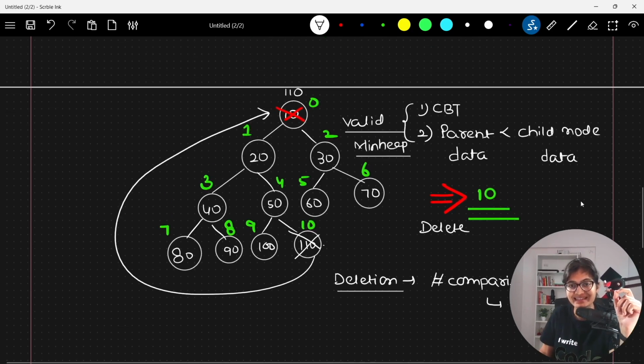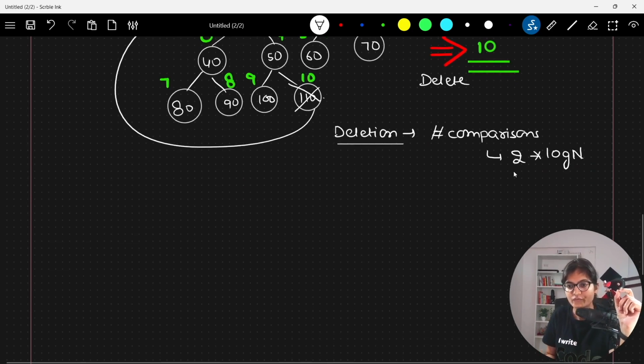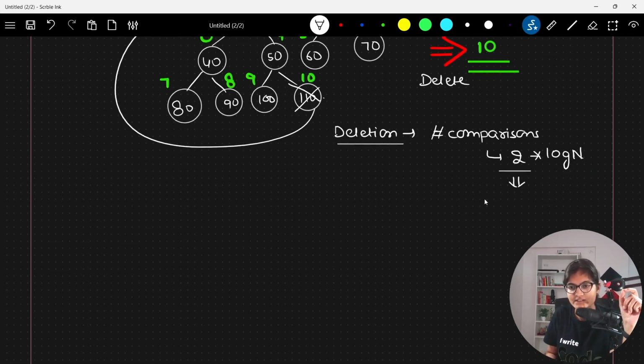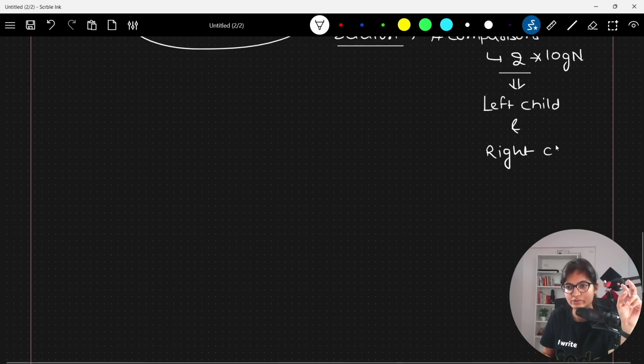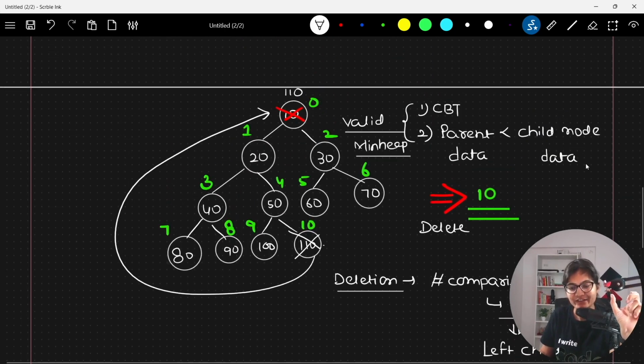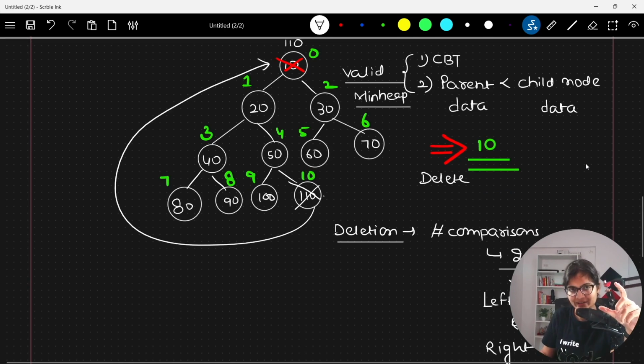Why 2 times? Because every time, we are comparing with its left child and with its right child. So 2 children, that's why 2 comparisons are happening here, right? So every time we are doing a comparison with its left child and the right child.